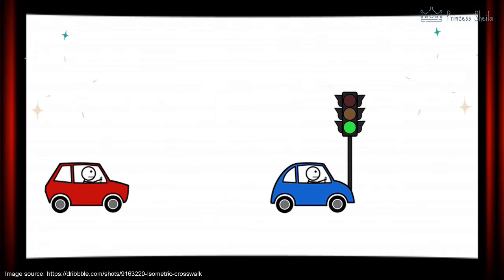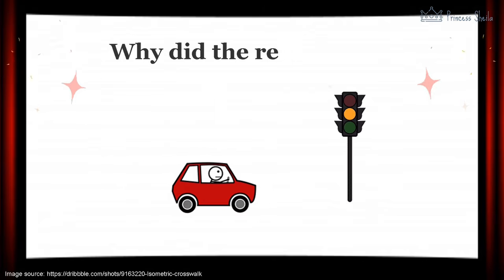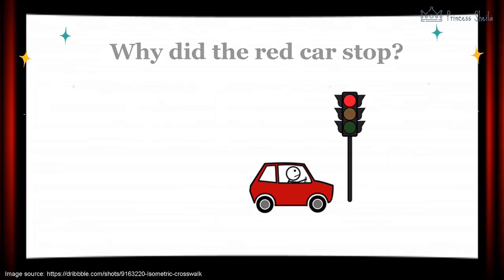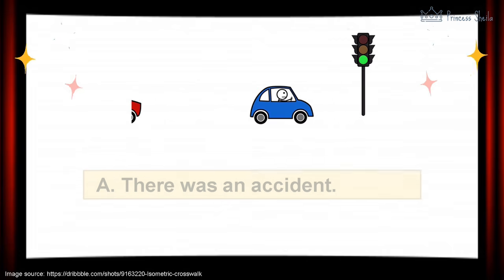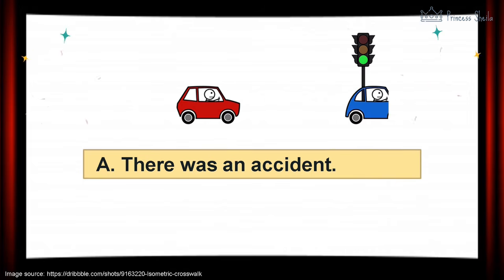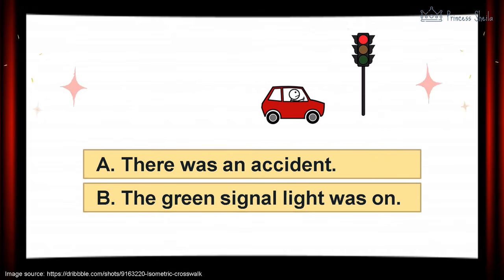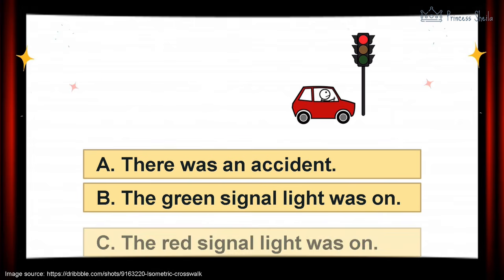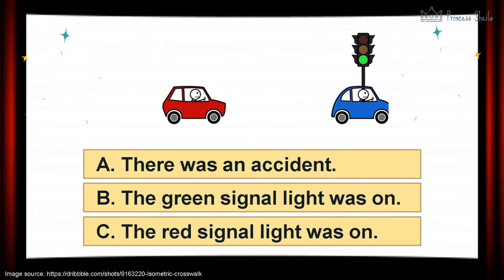Number 2. Look at the red car. Why did the red car stop? A. There was an accident. B. The green signal light was on. C. The red signal light was on.